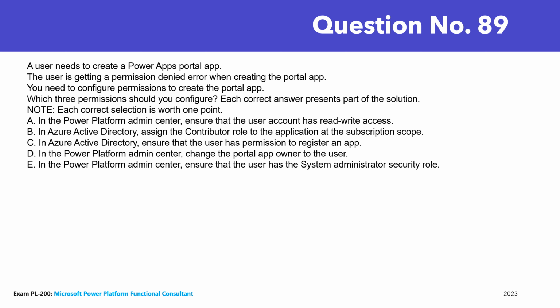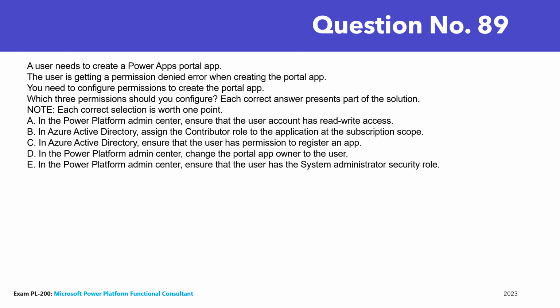A user needs to create a Power Apps portal app. The user is getting a permission denied error when creating the portal app. You need to configure permissions to create the portal app. Which 3 permissions should you configure? Each correct answer presents part of the solution. Note, each correct selection is worth 1 point.